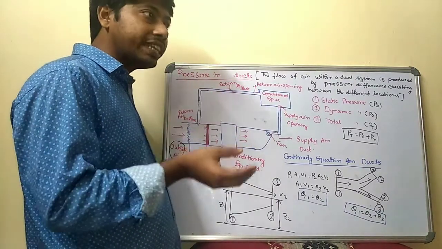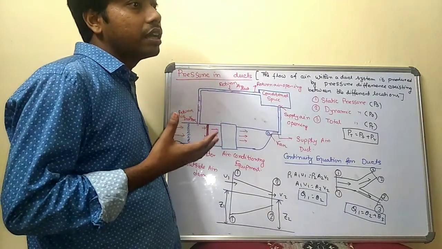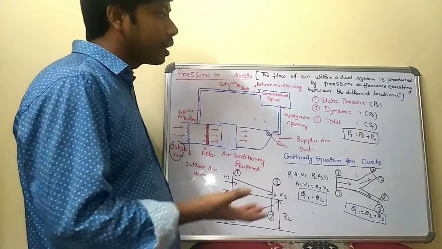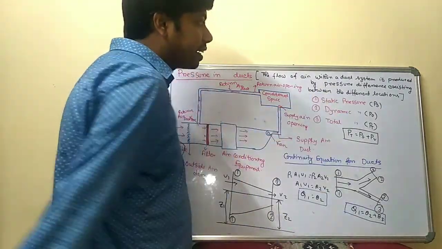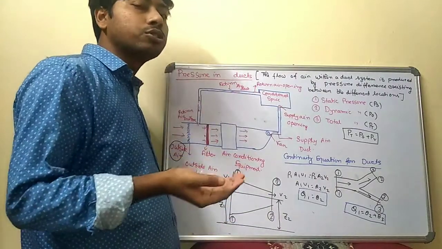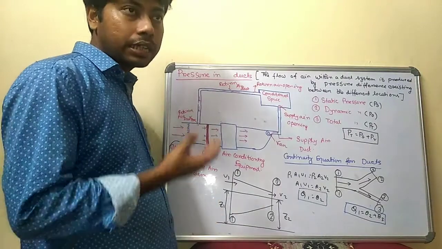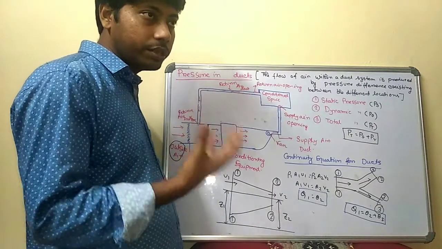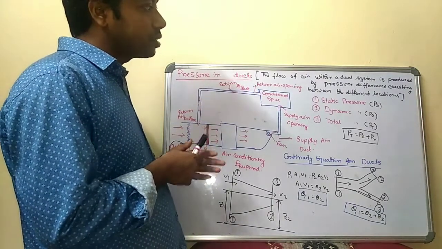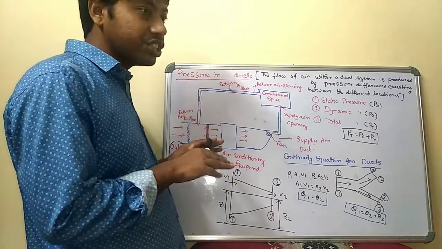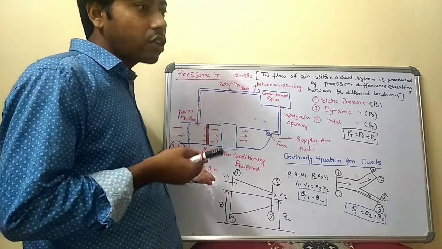So within the static, resting condition, the pressure exerted by the air within the duct is called static pressure, that is PS, and dynamic pressure, sometimes also called velocity pressure, because due to the movement of the air there is some velocity and some pressure is generated. That pressure is basically dynamic pressure. It compensates: if the static pressure is reduced, then the velocity pressure or dynamic pressure increases. So in this way it is compensated.